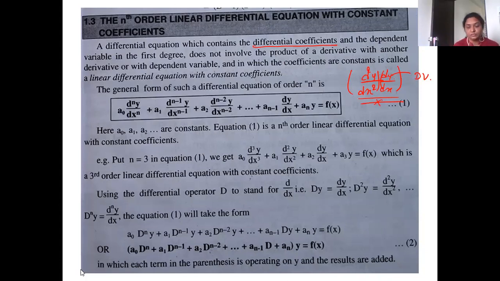So if it is there, it is not an LDE, right? It is a differential equation, but not linear. Okay, it also does not involve the product of a derivative with the dependent variable. If there is any derivative term and its product is with the dependent variable, like y dy by dx, it should also not be there.